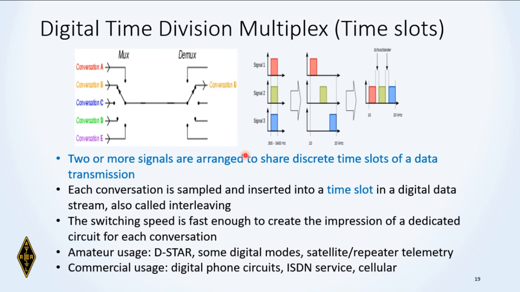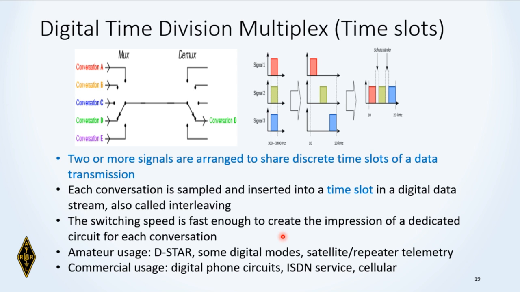So here we're back to the full picture again. We're showing these sampled channels being put into time slots and then decoded from there. So it's two or more signals arranged to share discrete time slots of a data transmission. This is generally digital. Each conversation is sampled and inserted into a time slot in a digital stream, which is also called interleaving. The switching speed is fast enough to create the impression that you've got a private channel between the people.